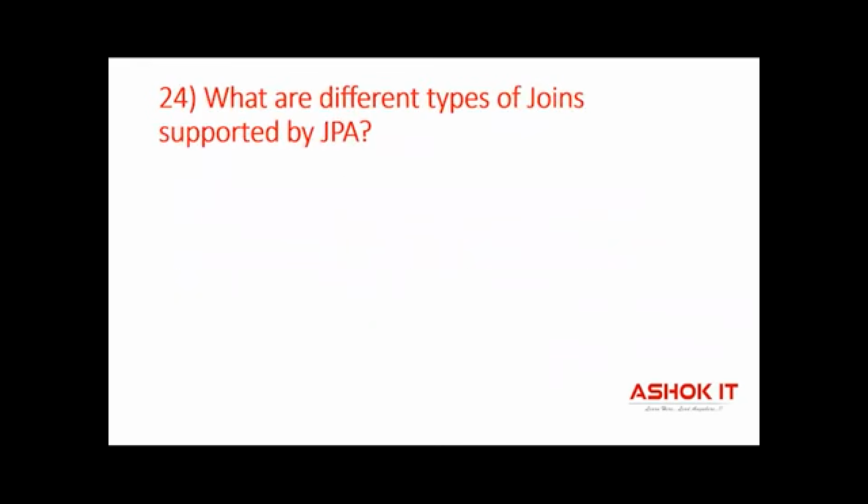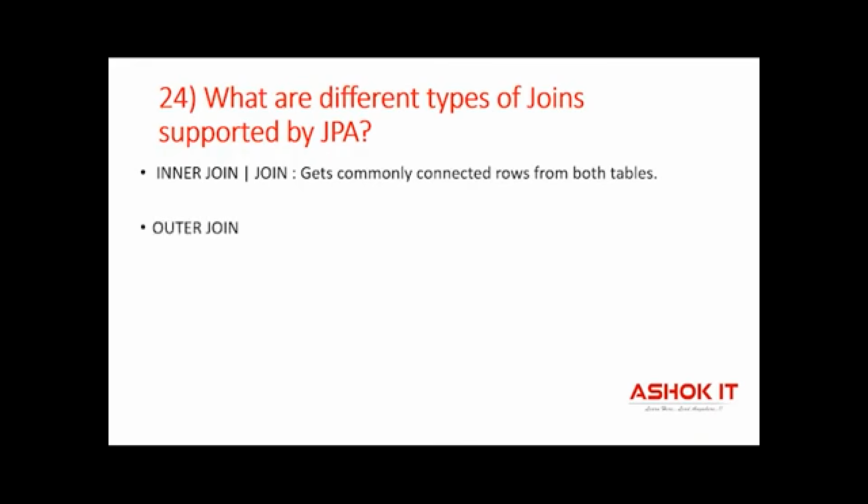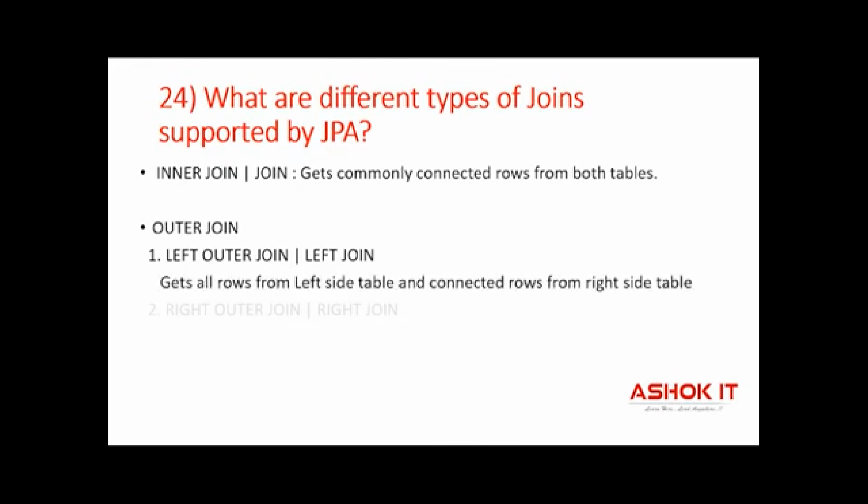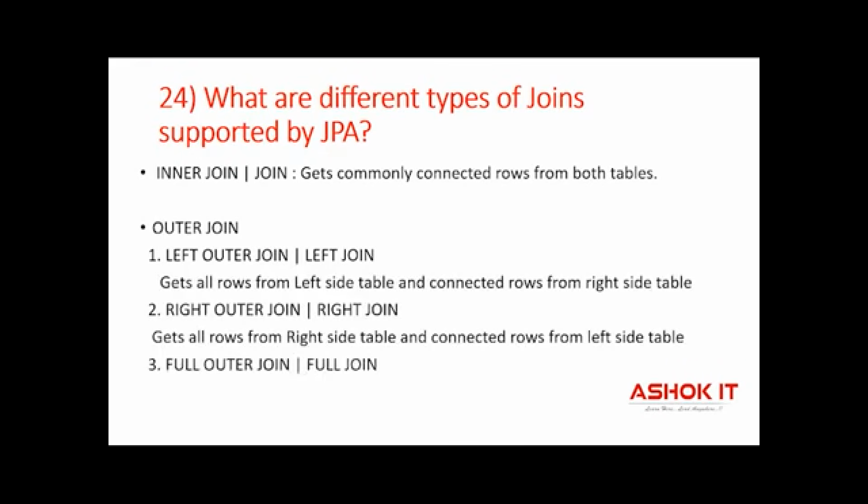What are the different types of joins supported by JPA? We can mention inner join, fetching data from two tables which are commonly connected. Inner join and join mean the same. The word inner is optional. And we have outer joins. There are three types: left outer join, right outer join, and full outer join. Remember, left outer join or left join is the same. The word outer is optional.